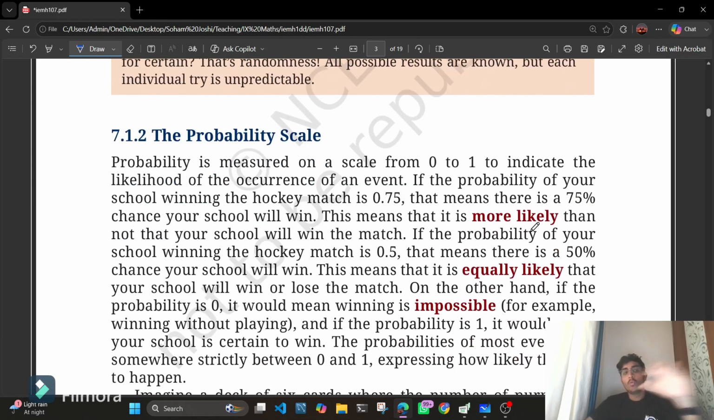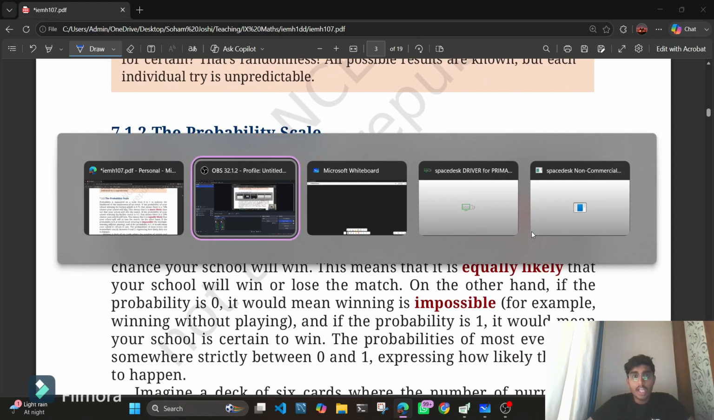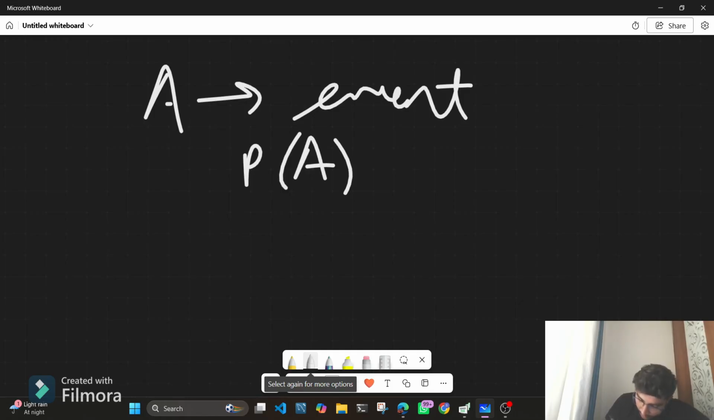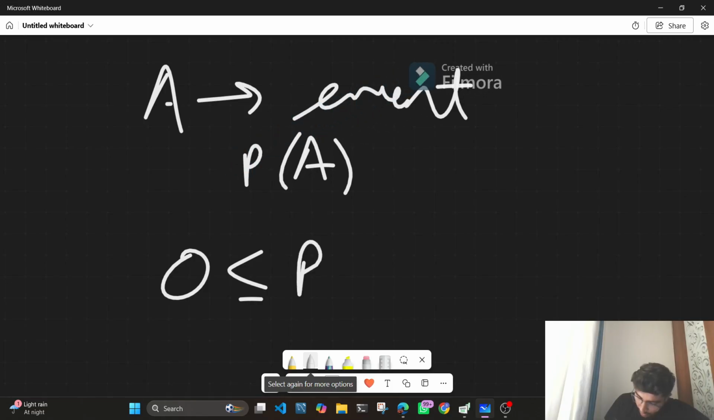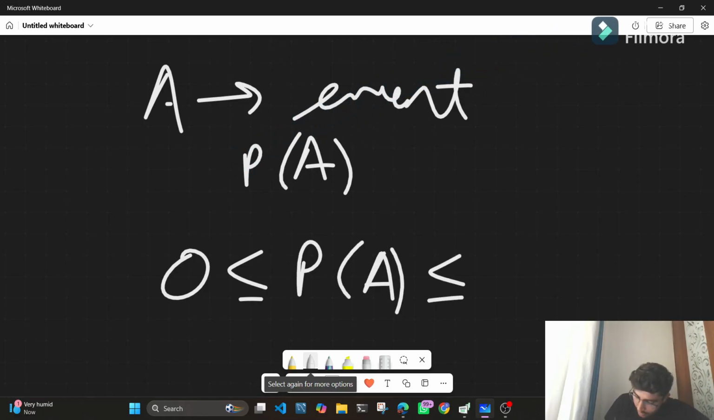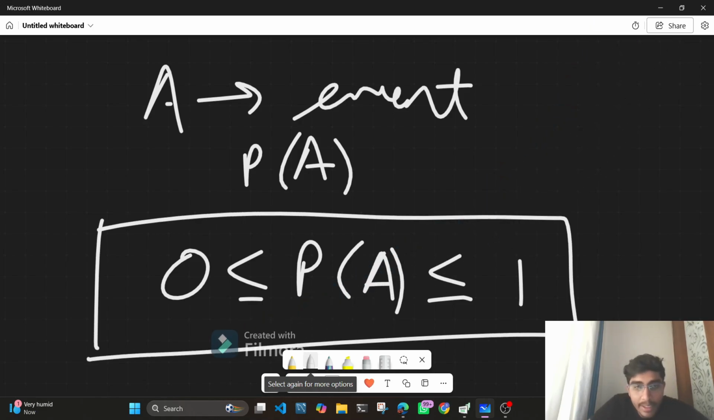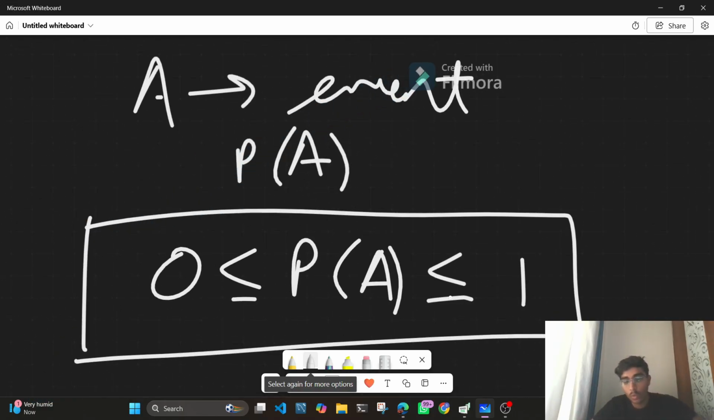Okay. Now, what is the probability scale? Basically, any probability. Let's say I have an event A. The range of the probability for the event A, P of A, lies between 0 and 1. So whatever probability I calculate, it cannot go less than 0 and it cannot go higher than 1. It lies in between 0 to 1 only.